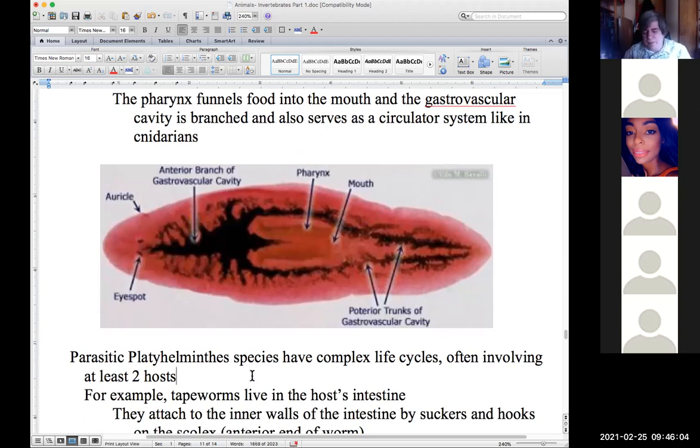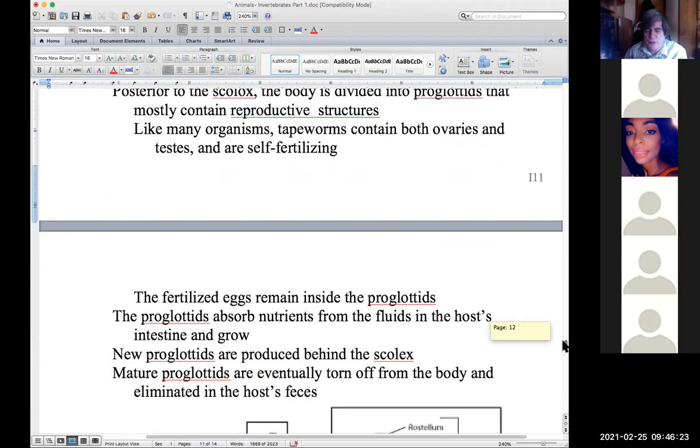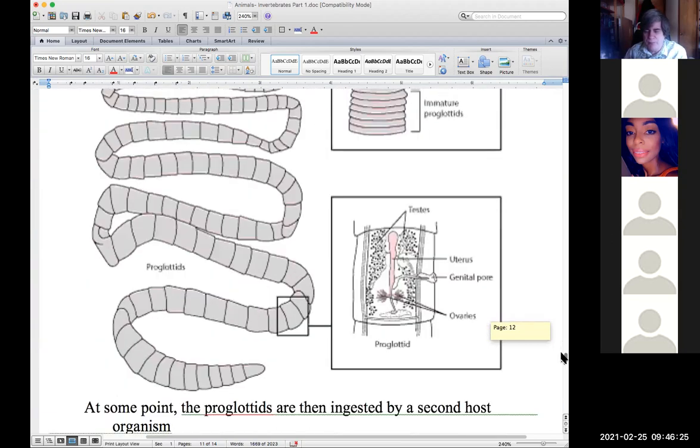Now again, Platyhelminthes contains a lot of species that are parasitic. And as we've seen with most parasites, flatworm parasites tend to have a complex life cycle. So let's look at a tapeworm.